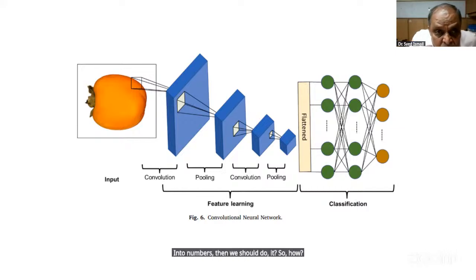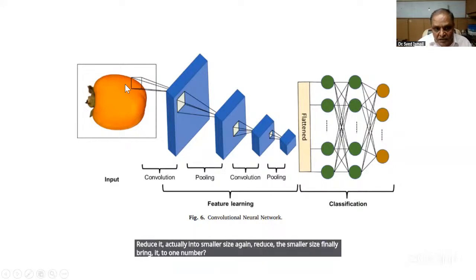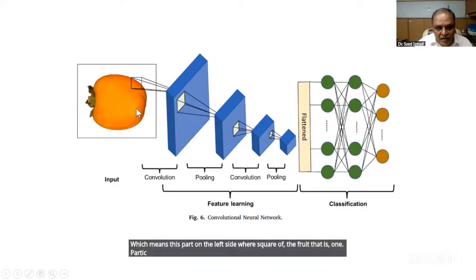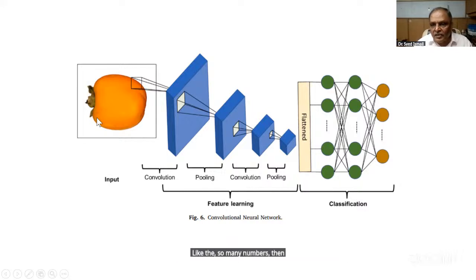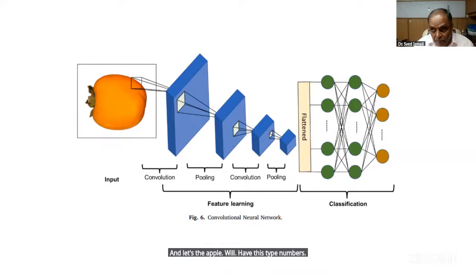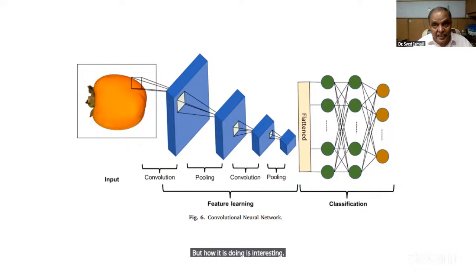So how to convert these images to numbers? You reduce it to a smaller size, again reduce to a smaller size, and finally bring it to one number. Which means this square of the fruit on the left side is one particular number. Like that, you get so many numbers. Then you can play with these numbers, which is what you call flattening the data. Then you classify: mango will have this type of numbers, apple will have this type of numbers, and apple with a particular disease will have this type of numbers. And this is called a convolutional neural network. You need not do anything, just know the name is CNN. But how it does it is interesting, which we'll see on the next slide.